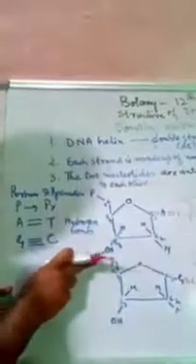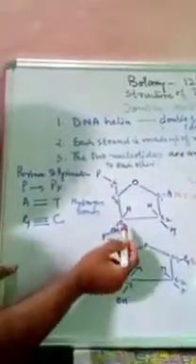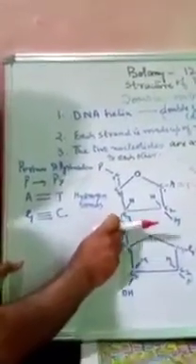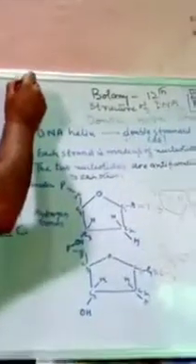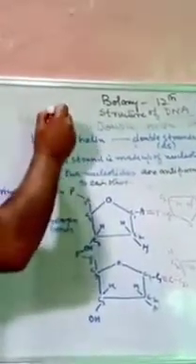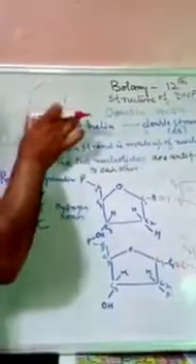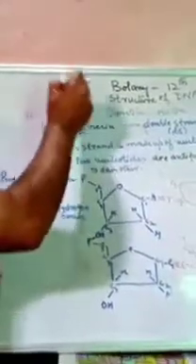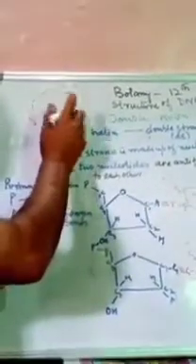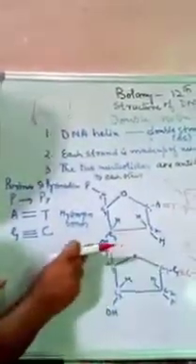Again, what we will see here is that this carbon 5 is free. Now this carbon 3 has the hydroxyl group, and this is one of the differences between the ribose and the deoxyribose sugar. In case of ribose, at carbon 2 and carbon 3 there is the hydroxyl group, while in case of deoxyribose, at carbon 2 we have the hydrogen, and at carbon 3 we have the OH.